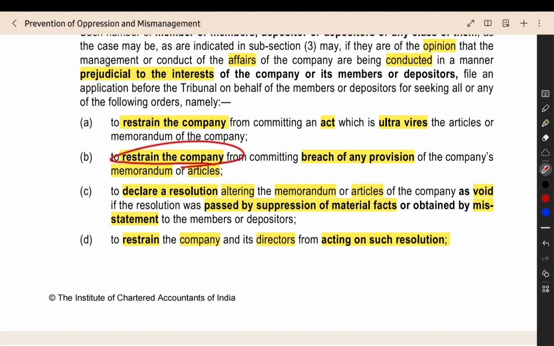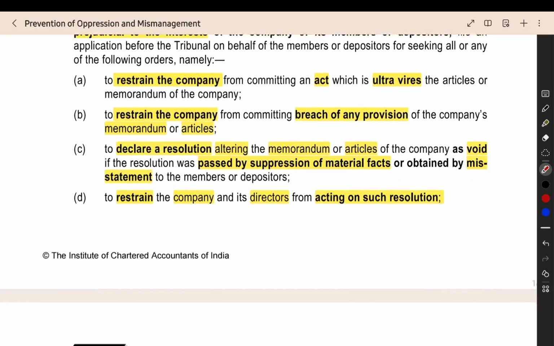They can stop the company from committing a breach of any provision of the MOA or AOA. The company would have violated the MOA or AOA, and they stop the company from violating it. Then, to declare a resolution altering the MOA or AOA as void, as passed by suppression of material fact or misstatement. So, when the memorandum or articles are being altered, they have to get the resolution.